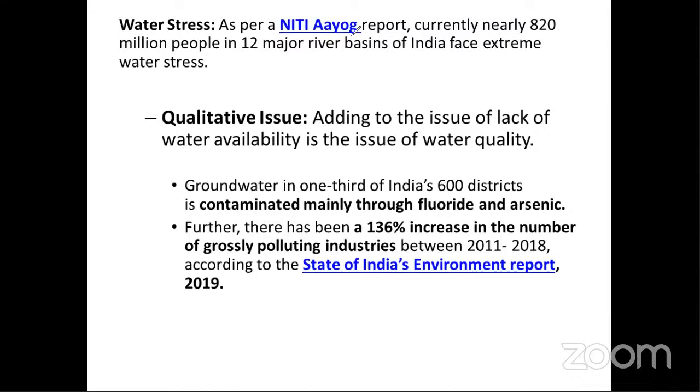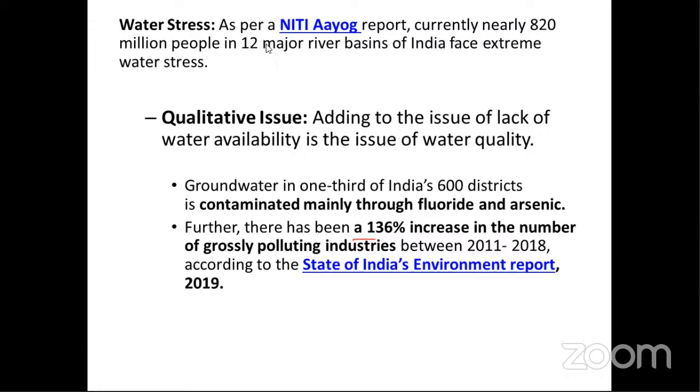So groundwater in one third of India's 600 districts is contaminated, mainly through fluoride and arsenic, especially in the states of Bihar and West Bengal. You know very well that people of these two states rely on river waters like the Ganga River. So they are contaminated with the chemicals fluoride and arsenic, because the quality of water there is very disturbed. There has been a 136% increase in the number of grossly polluting industries between 2011 and 2018, according to the State of India's Environment Report 2019.